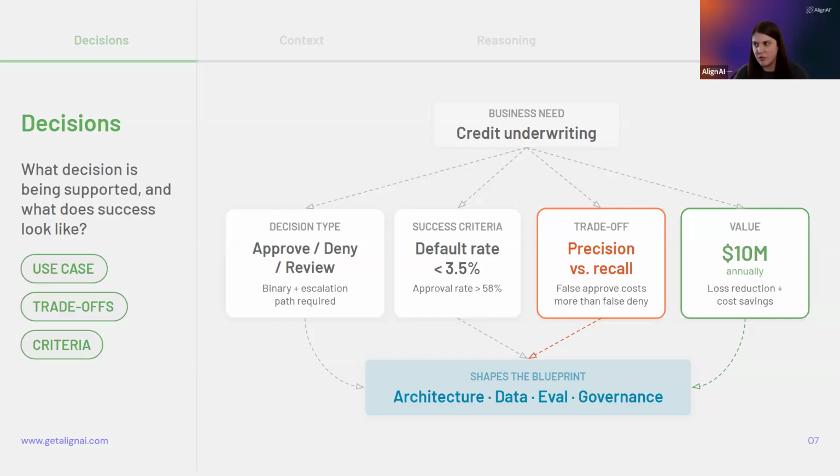So precision versus recall, which I don't know if any of you have dealt with trying to explain to somebody who's not in the stats and math field, or not in your technical field. Some business stakeholders on the implications of precision versus recall, but very real, right? And then the value, which we just talked about.